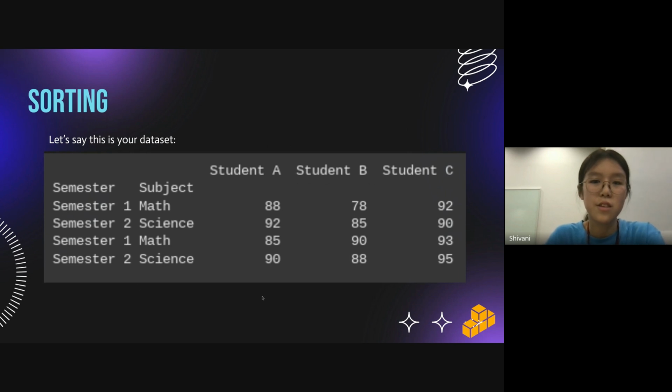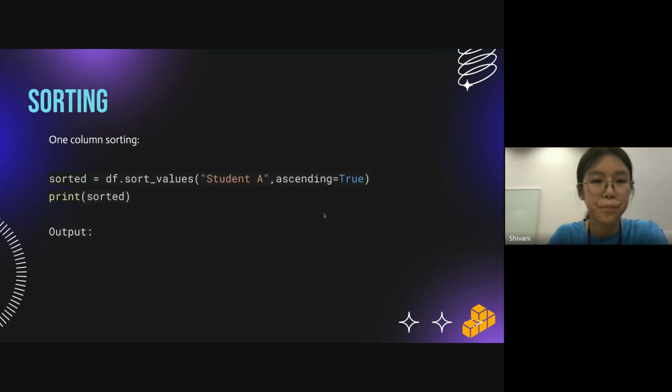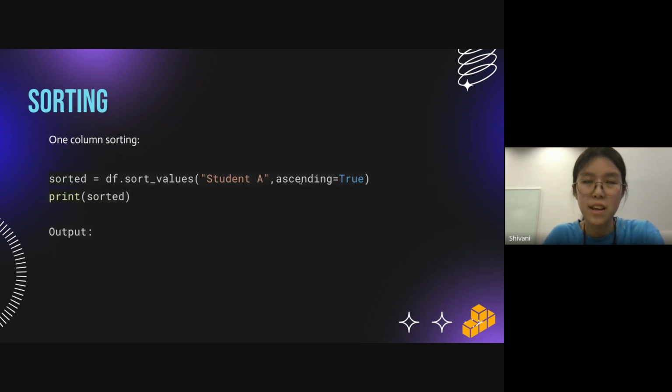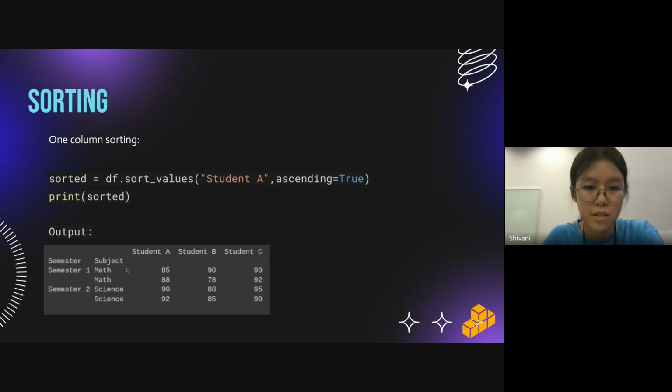So let's say this is your data set. You have the semester, the subject, and the different students' grades for each semester and subject. So for one column sorting, all you have to do is use .sort_values, and this is the column name, as you can see over here. And I want it to be in ascending order, thus ascending equals True. Then I print it out, which will give me this. And as you can see, student A is sorted from 85 to 92, which is in ascending order.